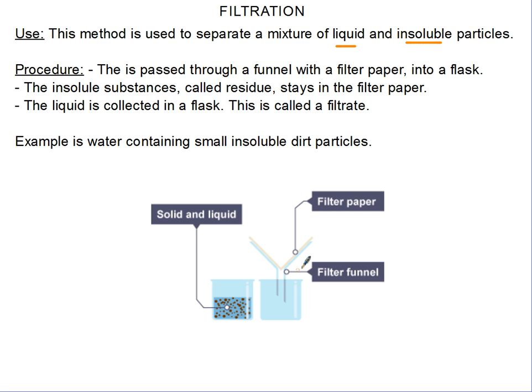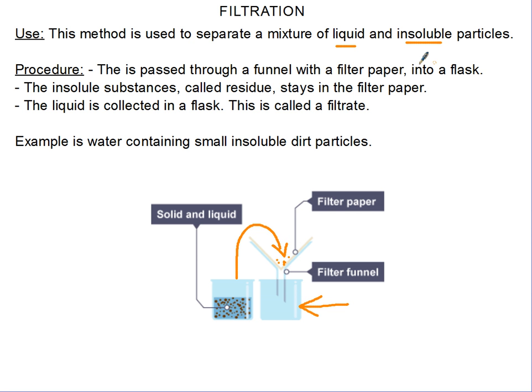We get our funnel and then we put our filter paper. We use our filter paper to line the funnel. Then we pour the liquid into the funnel. Now the dirt will be collected on the surface, and then the filtrate will be collected in the glass jar. So this is our filtrate, and this is where the unnecessary insoluble particles will be collected. Okay, so this is for filtration.